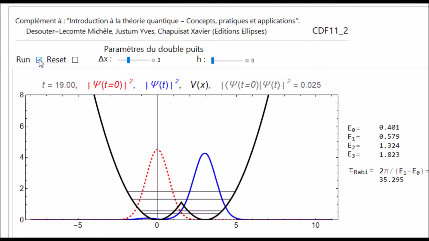We can also observe a link between the gap between the two wells and the Rabi period. Indeed, as the gap increases, the tunneling effect decreases, and therefore so does the coupling between the wells. You can observe that as the gap between the wells increases, the gap between the two lowest eigenvalues decreases, and the Rabi period increases.